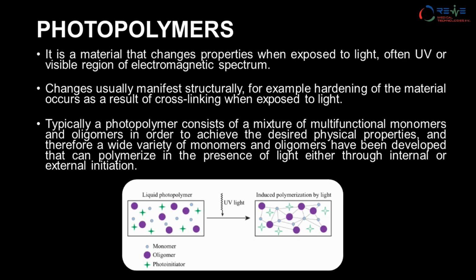Before I start with resin printing, I would like to explain a bit about photopolymerization. Although I'm not a materials person, I'll try to be as concise and as accurate as possible. Photopolymerization is a process in which a material changes properties when exposed to light, often UV and the visible region of the electromagnetic spectrum.